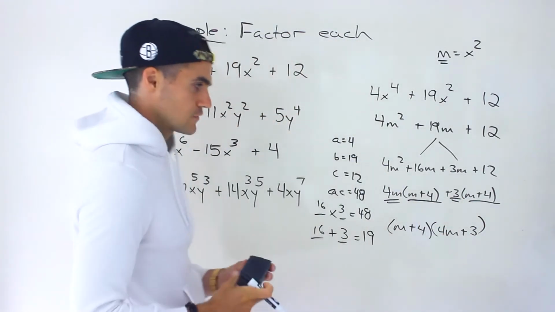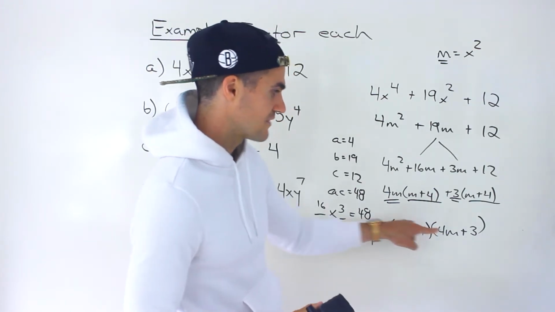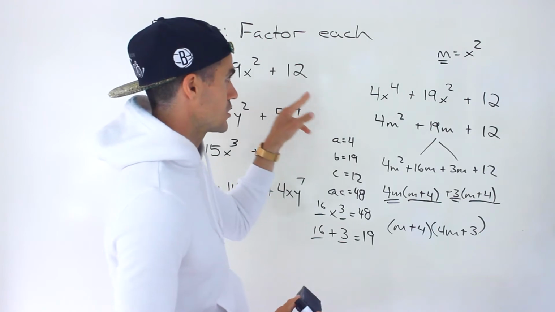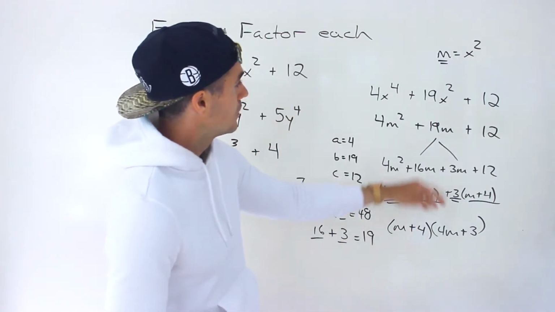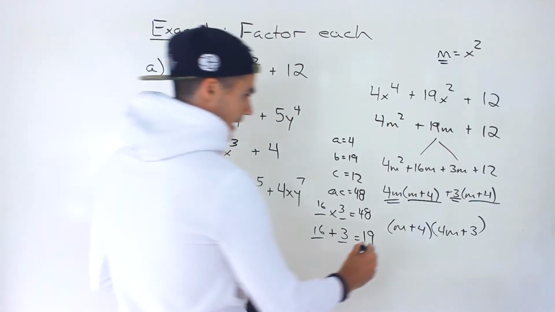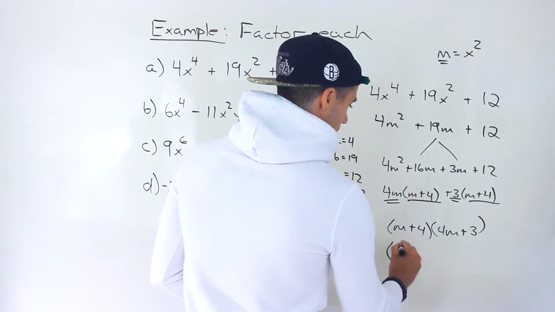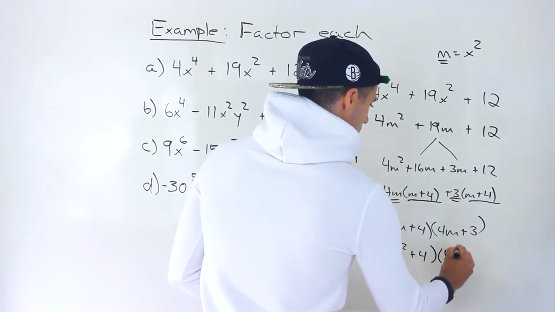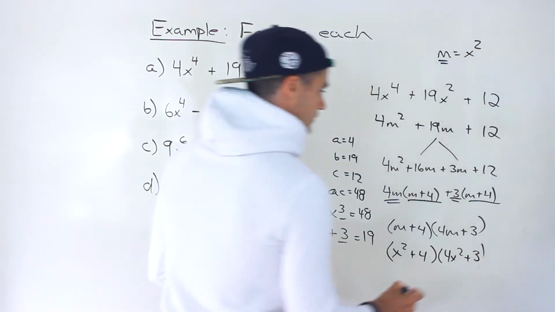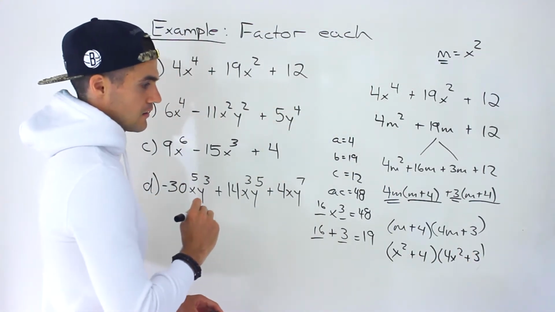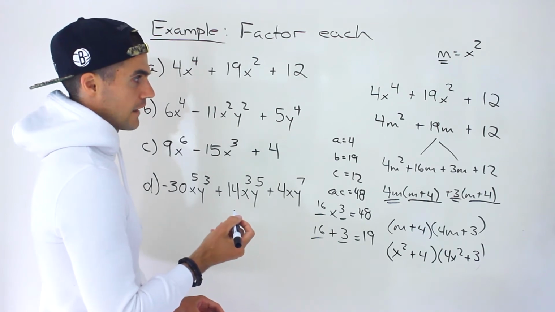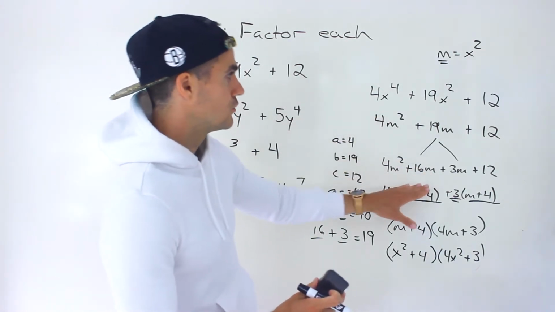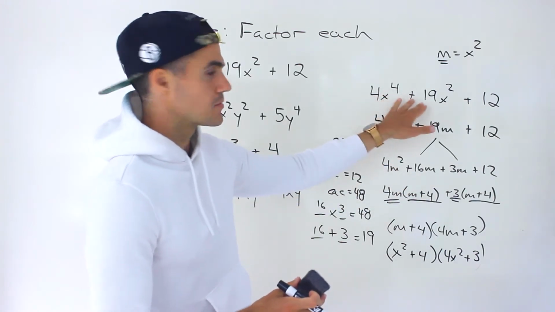Now notice that this final answer here is in terms of m, and our expression is in terms of x. So once we get here, we have to bring back that x squared. So we'll have x squared plus 4, and then 4x squared plus 3. So that right there ends up being the final answer. Now the other way to do it, if you didn't want to bring in a new variable like this, you can actually do decomposition from there.